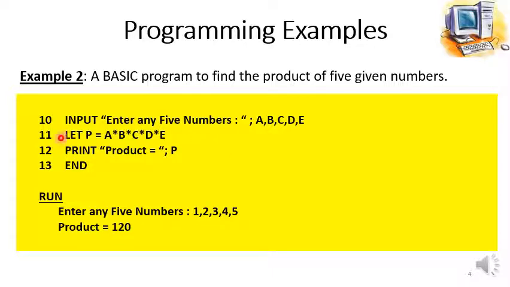Then we are declaring a variable let P for product, and we are multiplying these 5 variables with each other. Then using the print statement, we are displaying the value of product or the value of P, which contains the product of these 5 numbers. So product is equal to P, and writing the end keyword. When we run this program, the output will look like this: enter any 5 numbers, 1, 2, 3, 4, 5. Let's say these are the 5 numbers, and the product will be 120.